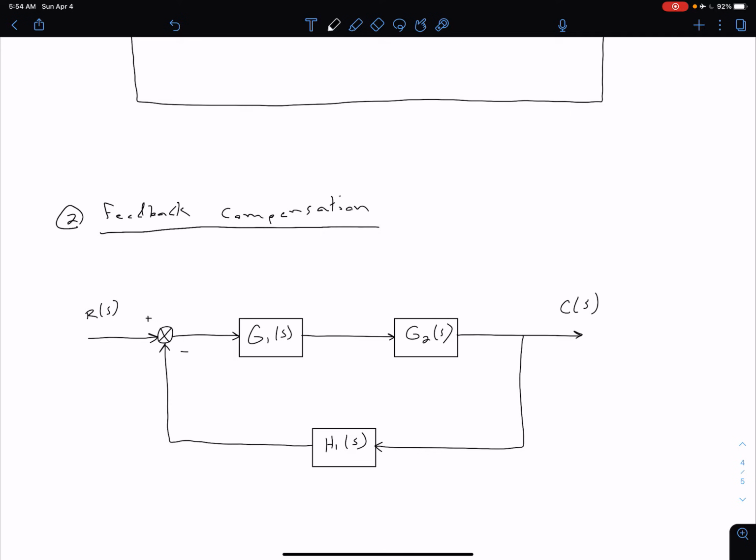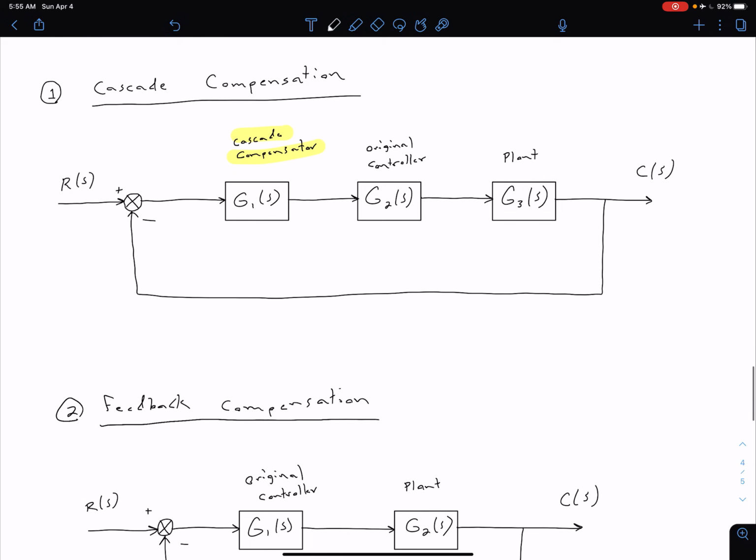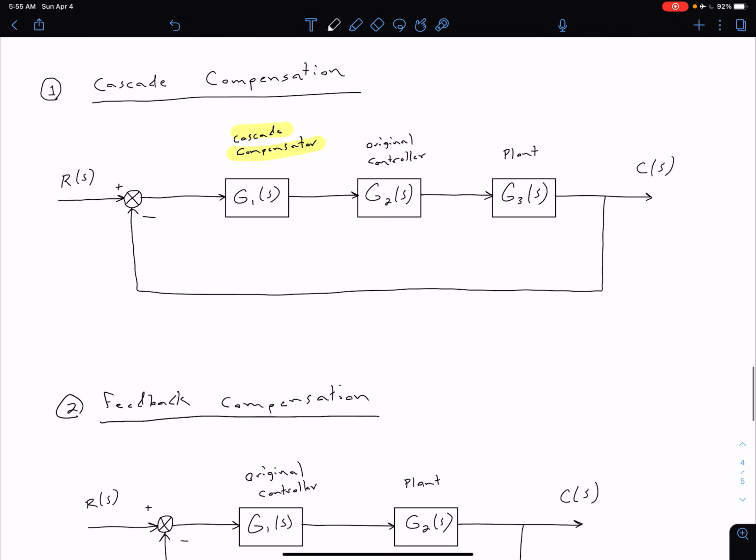So our G2 of S is now going to be our plant. So again, this is the furthest right system in the forward path. Our G1 is our original controller. And now our compensator is in our feedback loop. So here we have our feedback compensator. And so when you choose to use one or the other depends on the exact system and the exact needs of the problem. But we do have a couple options, and that's worth knowing at least, even if we're only going to spend a lot of time looking at this first method of cascade compensation.